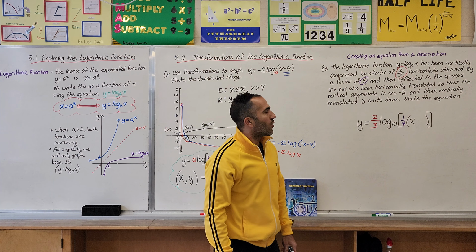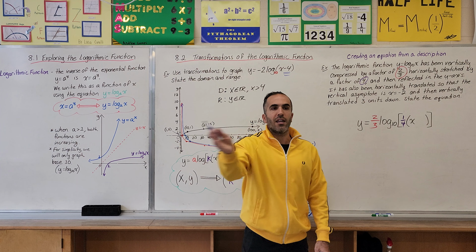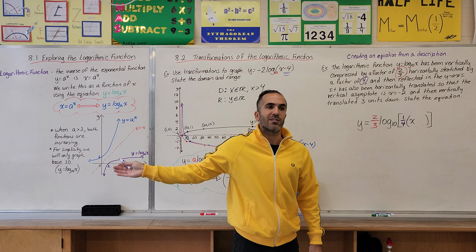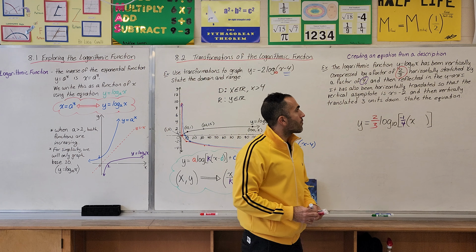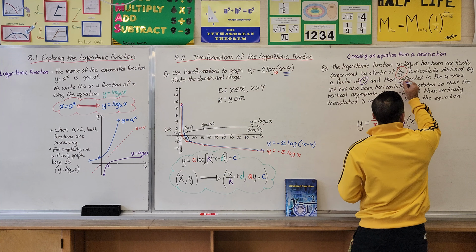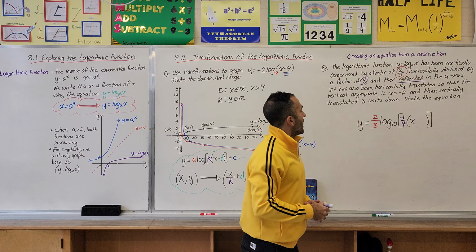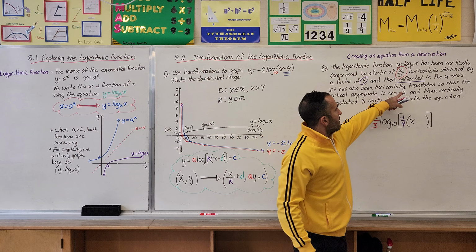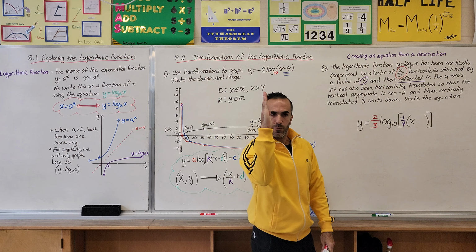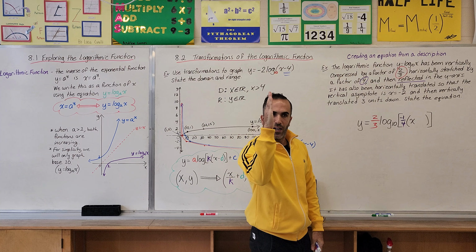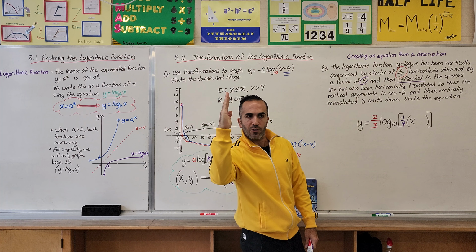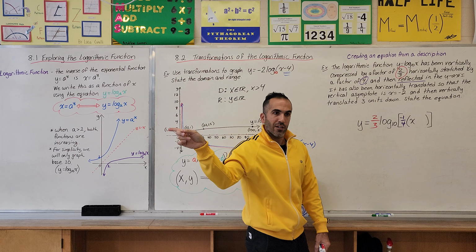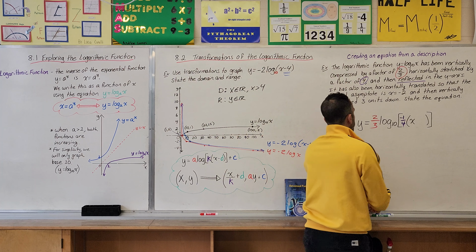And then reflected in the y-axis. Reflected in the y-axis has to do with the x values, so the k value, negative. Next, it is also horizontally translated so that the vertical asymptote, which starts at 0, is now -2. So it's not x equals 0, it's x equals -2. So it's shifted that way 2 units to the left.